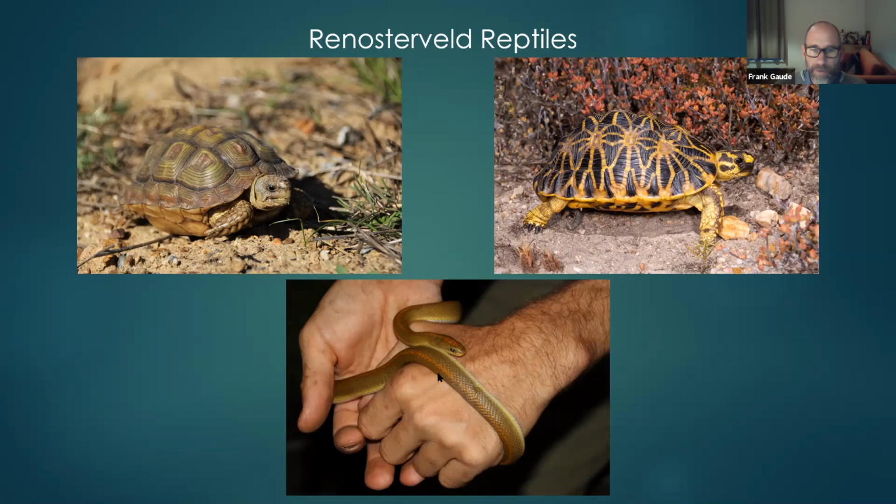That's a little Patlurper, and that's an Aurora house snake, one of the many harmless snake species. Otherwise, I wouldn't wrap it around my hands.